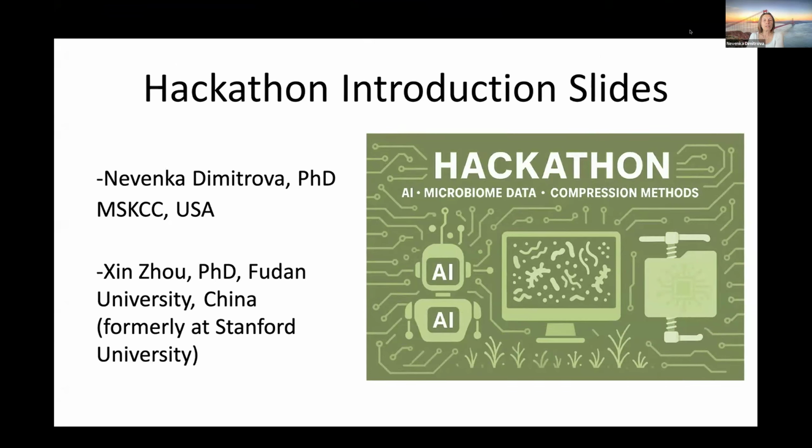And I want to say we prepared this with my colleague Xin Zhao, now from Fudan University in China, and formerly at Stanford University. Xin could not be here today, but he's the first author on the study from which we get the data for this hackathon.